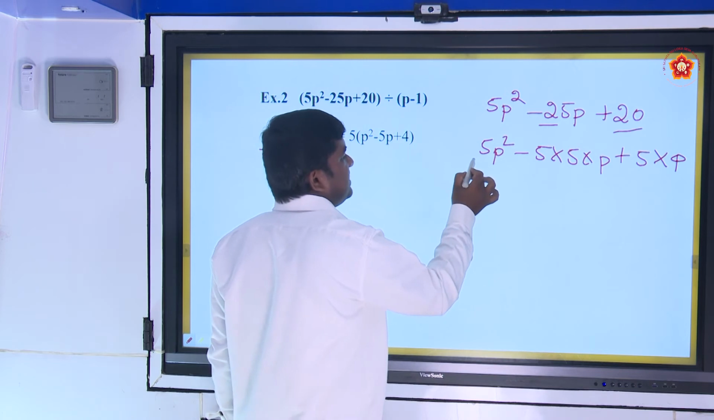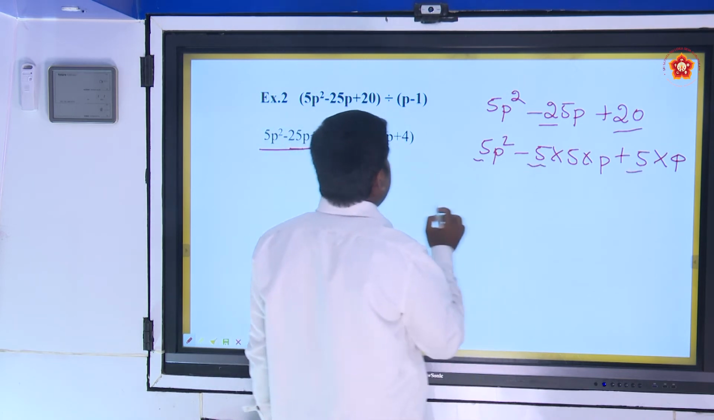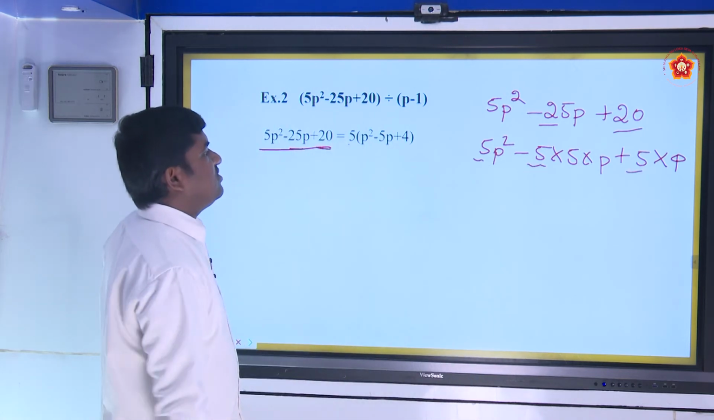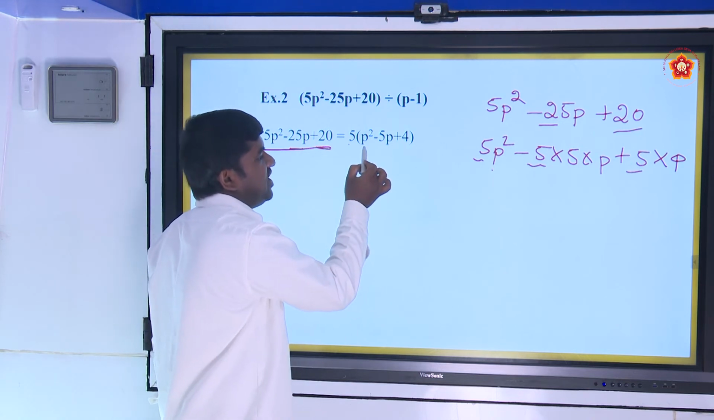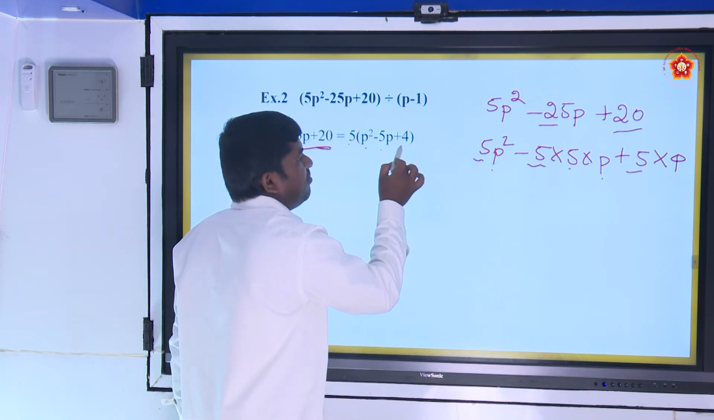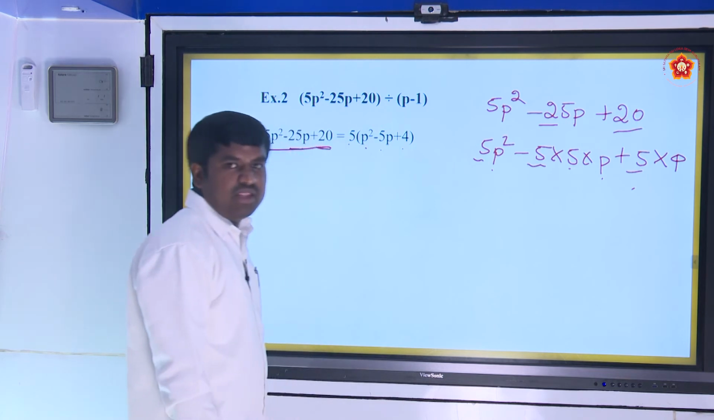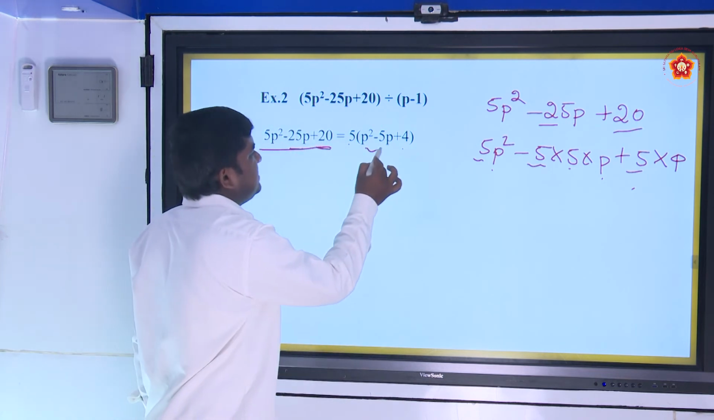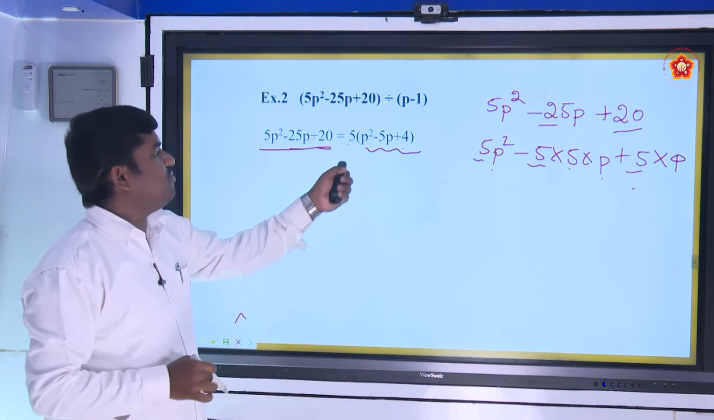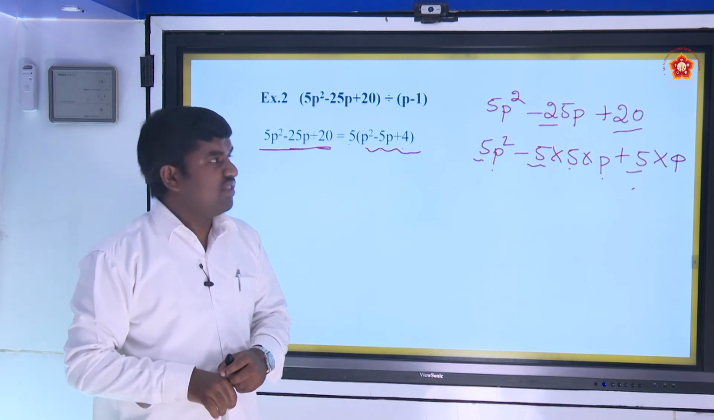Observe, all these have 5 as a common factor, so take out 5 as common. In the first term, p square is remaining, minus 5p plus 4. Okay. Next, look at this: p square minus 5p plus 4.